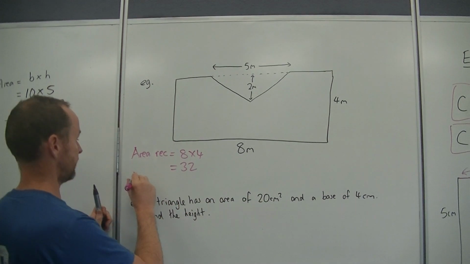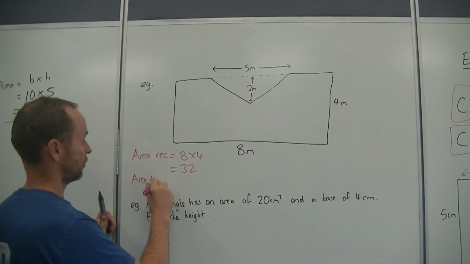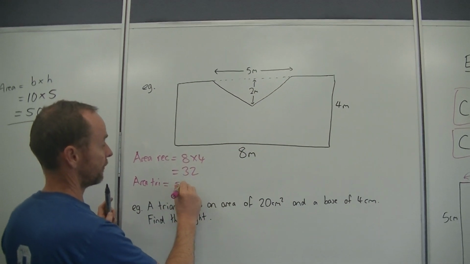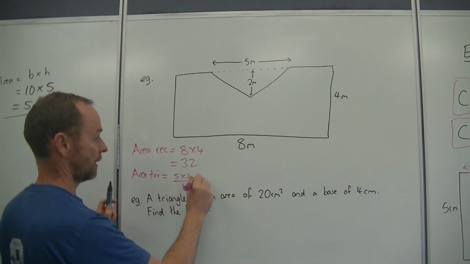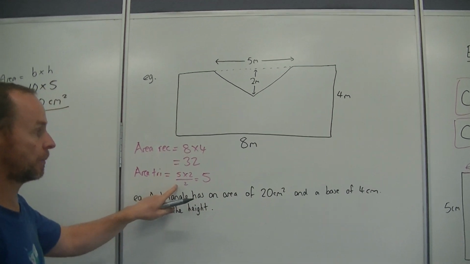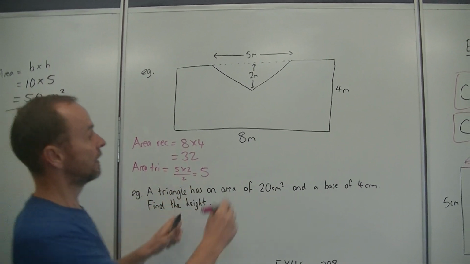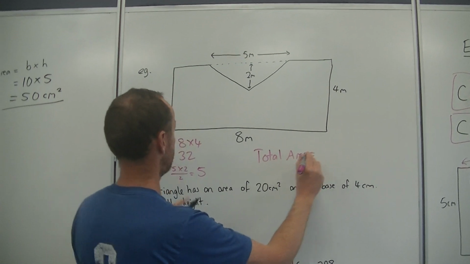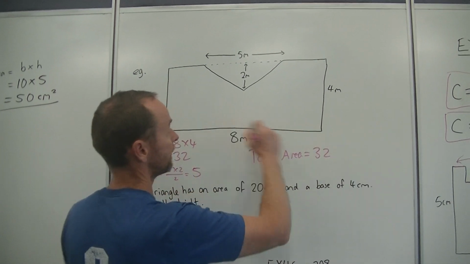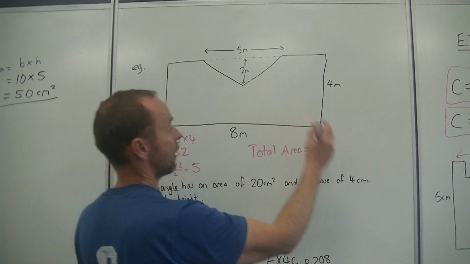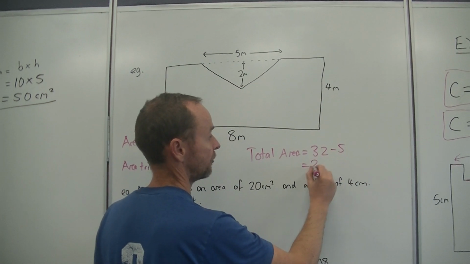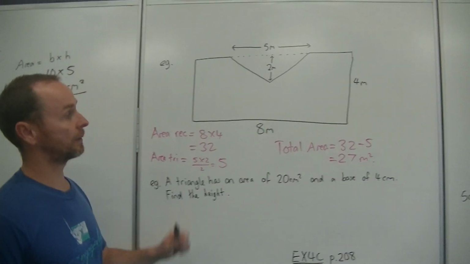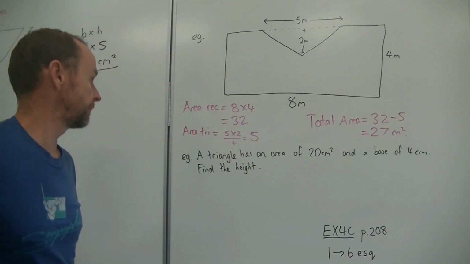I'm running out of space. Area of triangle is base times height divided by 2. So it's 5 times 2 divided by 2, which is 5. That's 10 divided by 2, which is 5. So now we can say here, total area is equal to 32, that's the area of the big rectangle, minus the 5, and that is 27. So it's 27 and the units are metres squared. That wasn't too hard, was it?